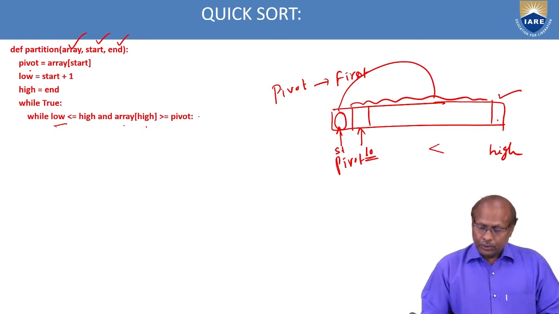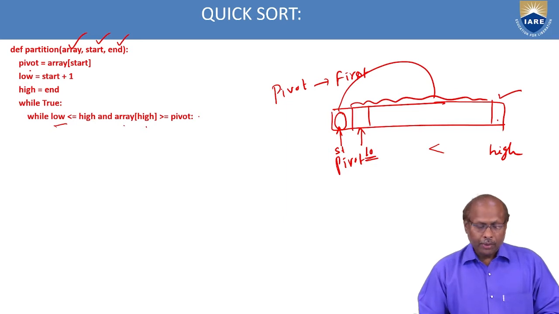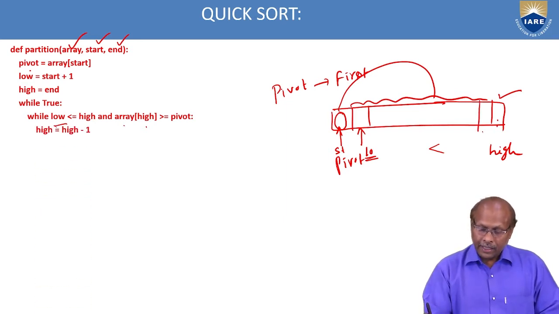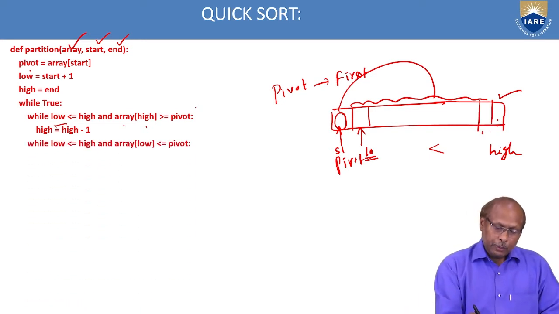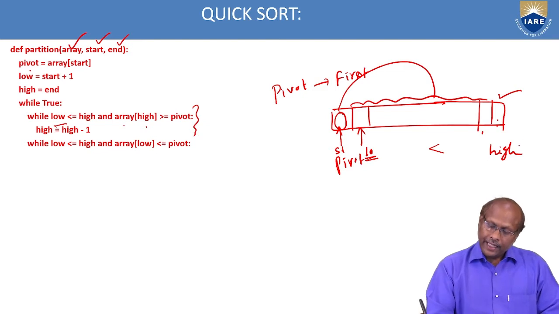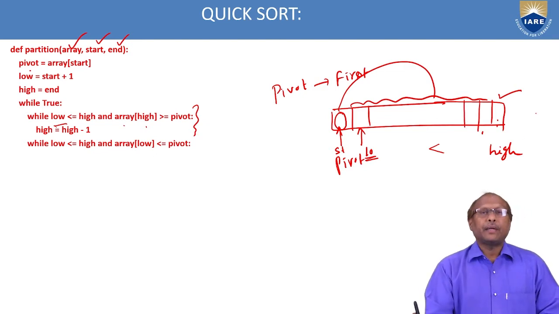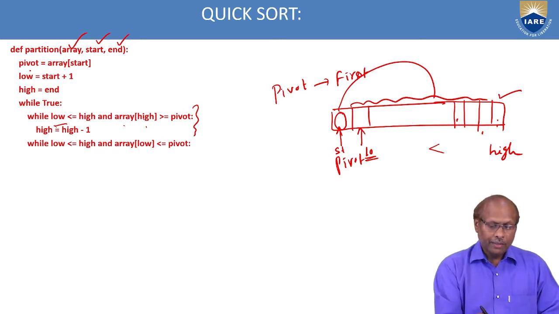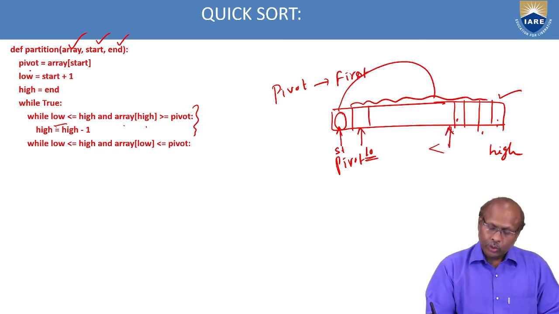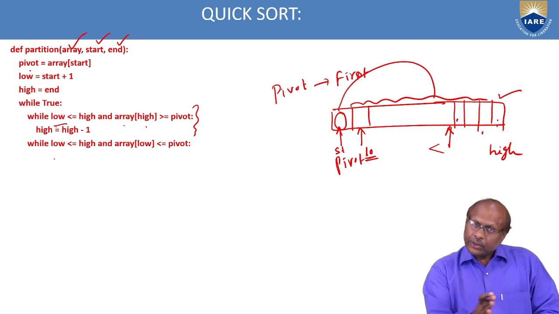If this is okay, then I have to come down. High equal to high minus 1. Initially high was here. Then next time high will come to the next step. So this process will continue until all the elements are greater than pivot. Whenever it fails, this loop will break. So that time it will be outside the loop. Then it has to check again the left side.